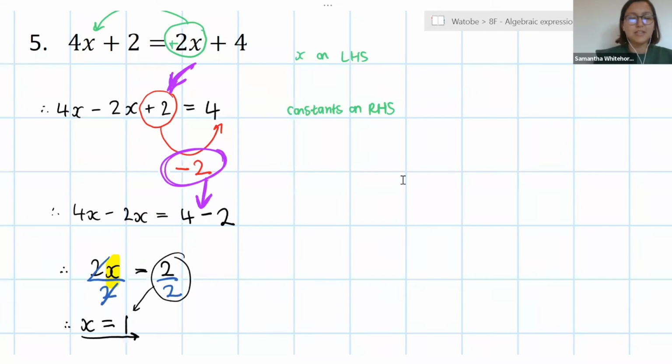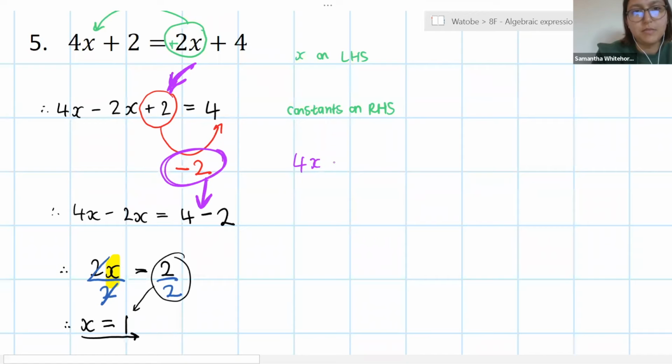Ma'am, can you say it a bit slower for me? Sorry. So, ma'am, I said 4x plus 2 minus 2x equals 4. Then the next step is 4x divided by 4 equals 4 divided by 4. Okay, then 4 cancels 4, so we are left with x, and then 4 divided by 4 is 1.